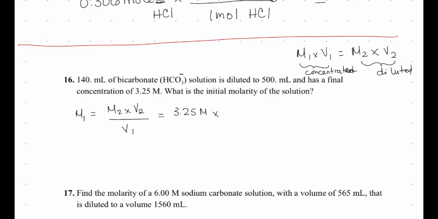3.25 molar times my final, which is 500 milliliters, divided by 140. You don't need to change to liters, because you can see here, milliliters cancel with each other. 3.25 times 500 divided by 140. And then everything has 3 sig figs. So the concentrated solution was 11.6 molar. Excellent.